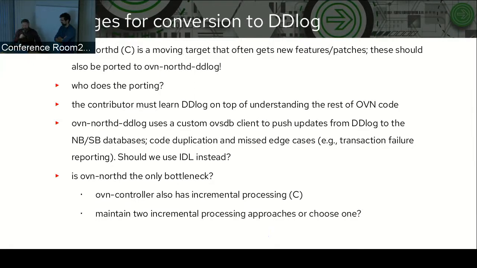Okay, sure. So the other challenges to conversion are, first of all, if you look just at the changes that happen in ovn-northd, they're happening all the time. So the idea is that it's a moving target. So conversion to ddlog is going to be quite difficult. And if we actually committed ddlog ovn-northd, then the question becomes, who does the porting of features from C to ddlog? Is it the contributors who contribute to C, or is it someone else who has to do it instead?